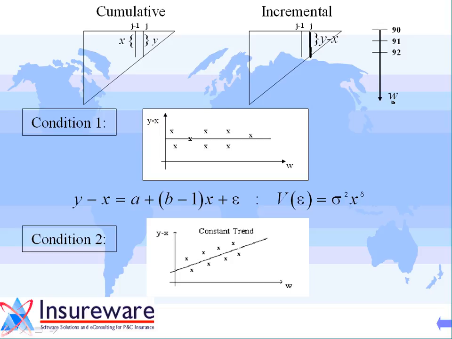W is the accident year variable or argument. And you look at these numbers, and they sit around a flat line. They're random around a zero trend line. I call that condition 1. So let's suppose now this development year satisfies condition 1.